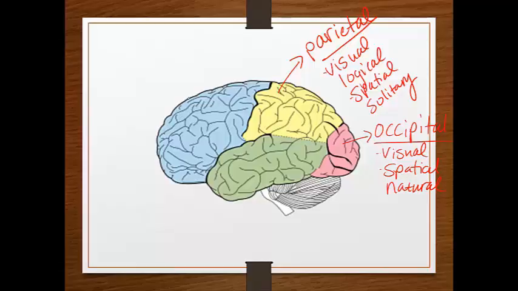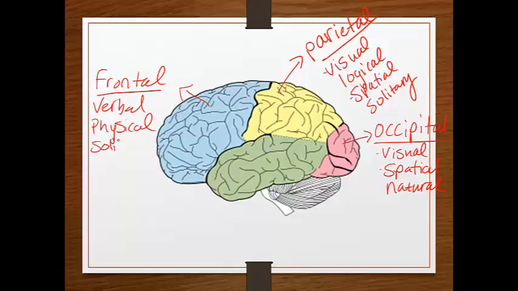Moving right along, this large section here in the front, yep, you guessed it, that's our frontal region. And our frontal region contains our verbal learners, our physical learners, our solitary, our social, and our natural.